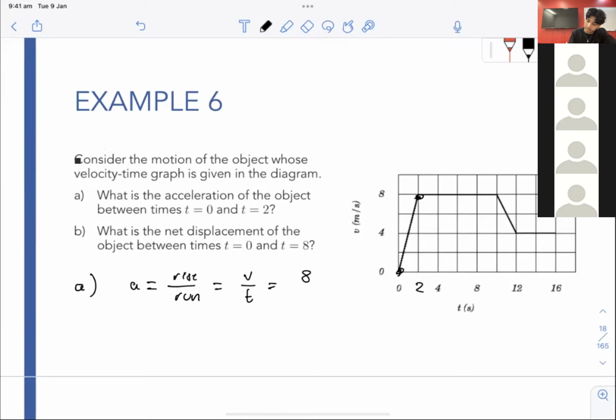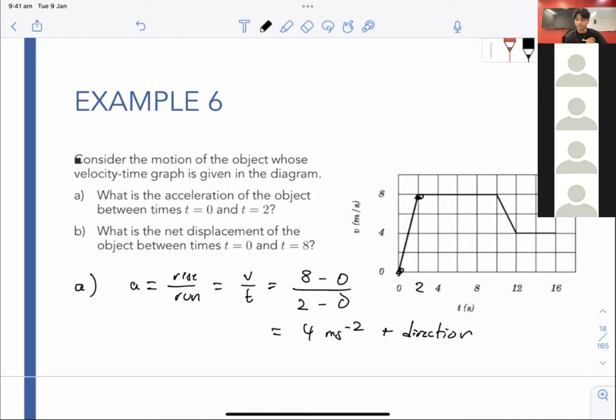So 8 minus 0 over 2 minus 0, which gives me an acceleration of 4 meters per second squared in the positive direction. Positive direction, because it's an increase in velocity, which is a positive acceleration. That's A. What is the net displacement of the object between times t equals 0 and t equals 8?